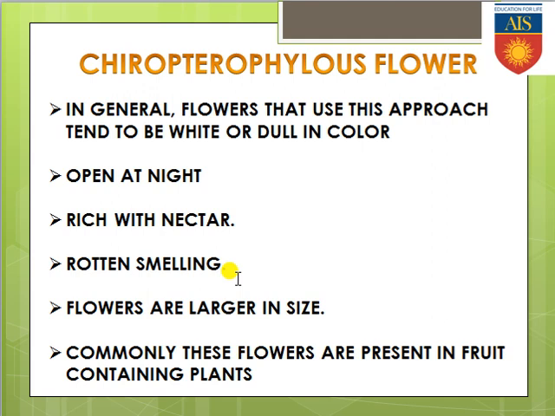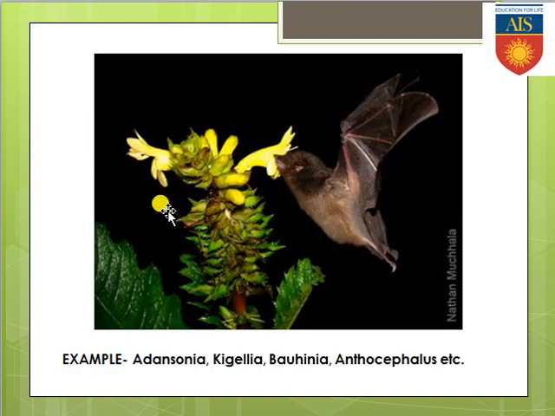So this is actually the characteristic feature of the Chiropterophilous flower, or rather, of the pollination of Chiropterophily. So this is the figure you can see here. These are some examples of the plants: Adansonia, Kigelia, Bauhinia, Anthocephalus. These are examples of some of the flowers or plants which get pollinated by the help of bats. So these are all Chiropterophilous flower examples.